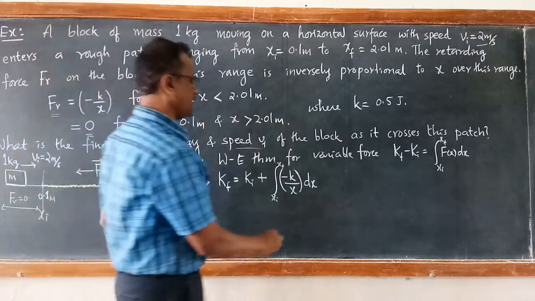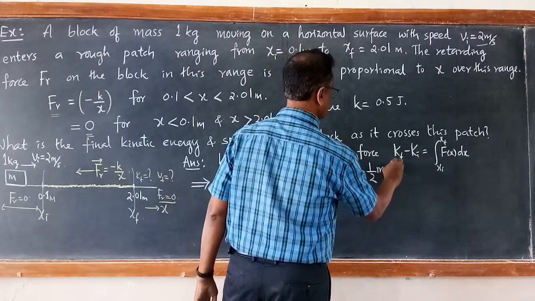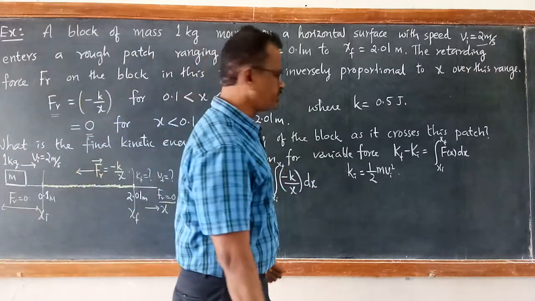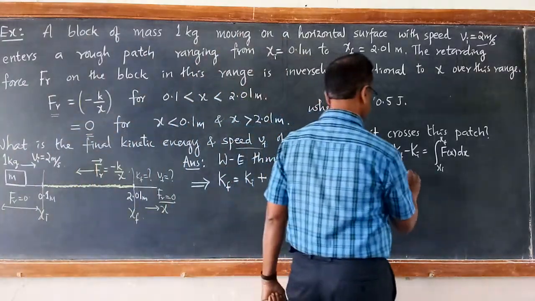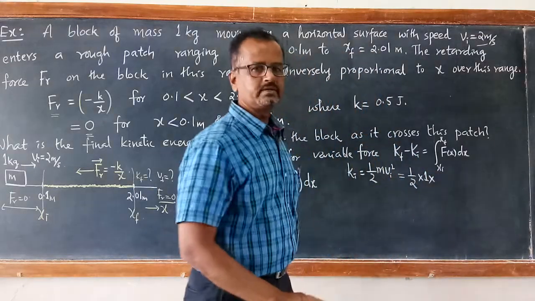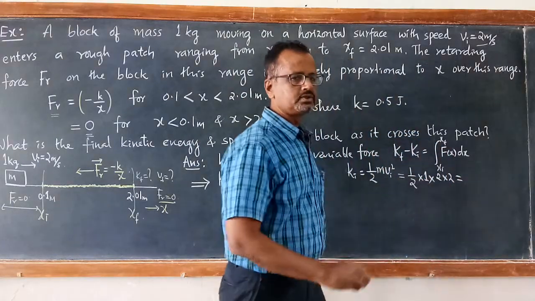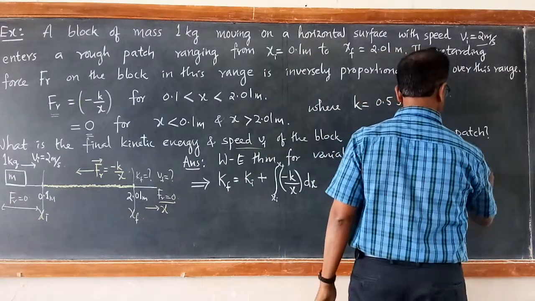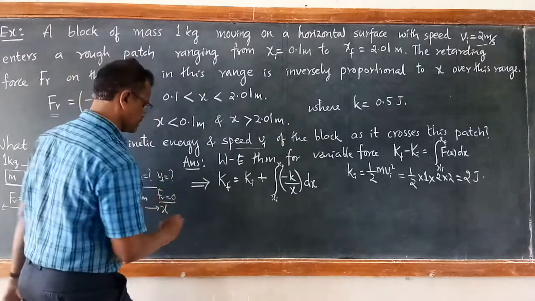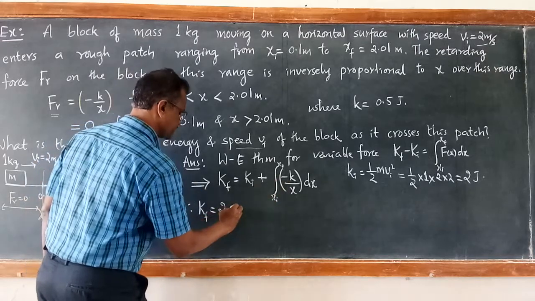Now what is Ki? You can write half m vi square. So that becomes half into mass of the block 1 kg and initial velocity 2 meter per second, so 2 into 2. If you cancel 1, 2, it becomes 2 joules. So I can substitute Ki as 2 joules. Therefore, Kf is equal to 2 minus, you take it out.